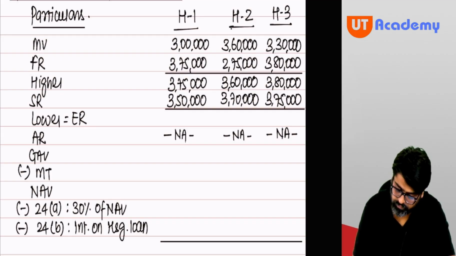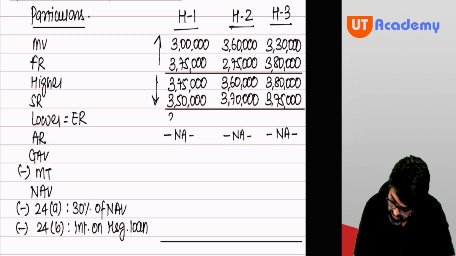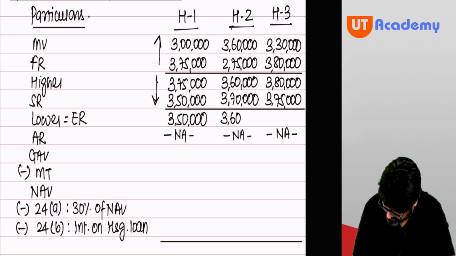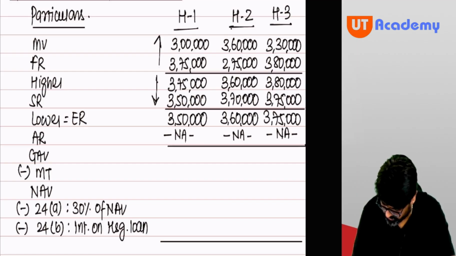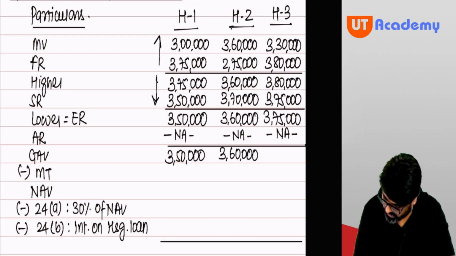What is the expected rent? First case: this or this, whichever is higher; this or this, whichever is lower. 3 lakh 50. Then it is 360. Then 375. Now what will be your GAV? Come on, tell me. 3 lakh 50, because there is no actual rent. 3 lakh 60. Then 3 lakh 75.